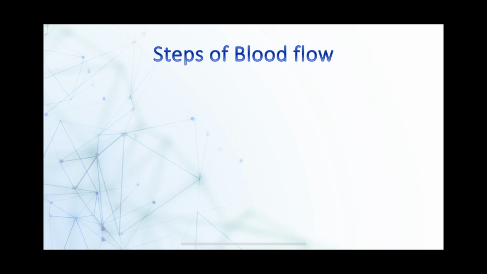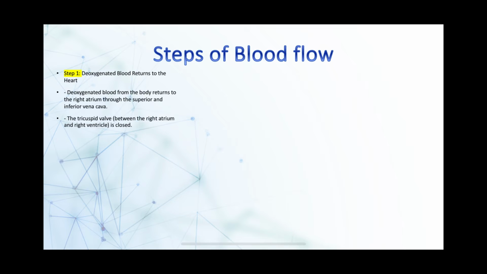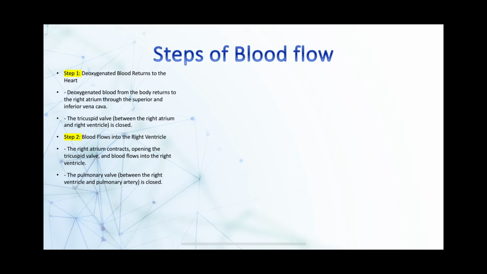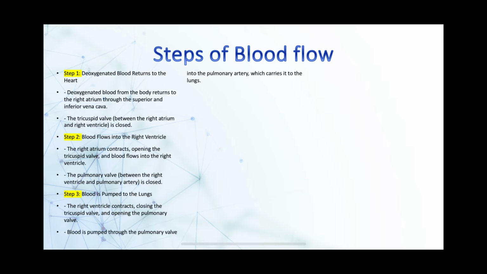Now, steps of blood flow. Step 1. Deoxygenated blood from the body returns to the right atrium through the superior vena cava. Step 2. The right atrium contracts and blood flows into the right ventricle. Step 3. The right ventricle contracts. Blood is pumped to the lungs.